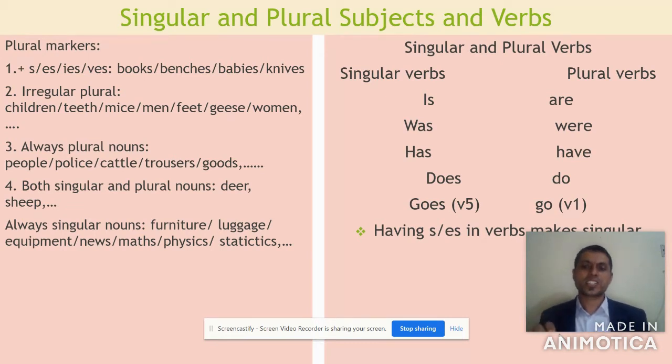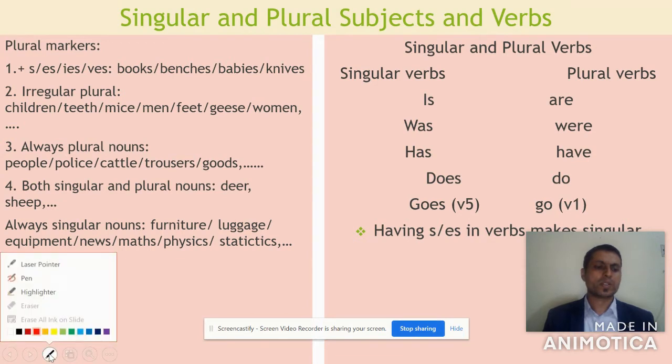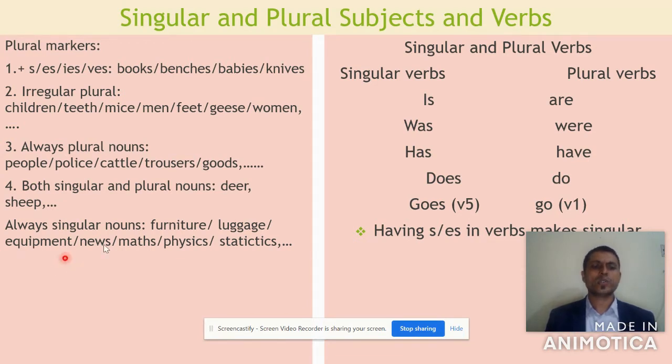You can see there. So what I said to you before, notice here first: having s at the end. Is has s at the end, was has s at the end, has has s at the end, does has s at the end, and goes has es at the end. So for all the verbs, either you can see s or es at the end.